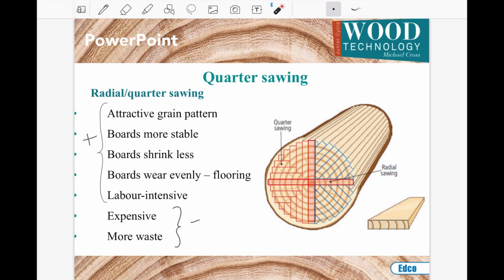All right, so that is quarter sawing. And again, keywords in here, well, the word itself, quarter sawing, is important. Also known as radial sawing.